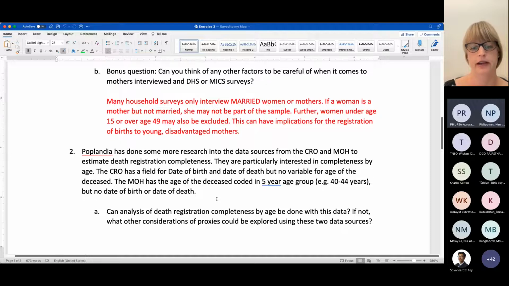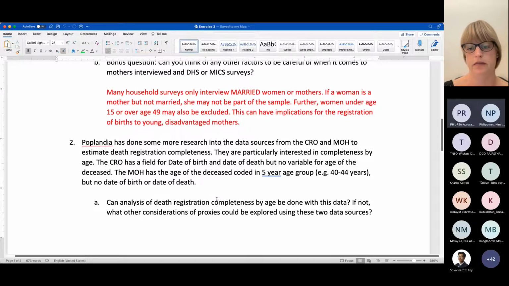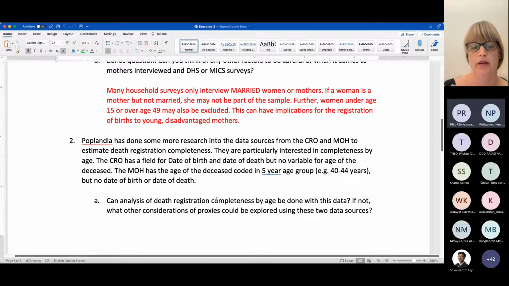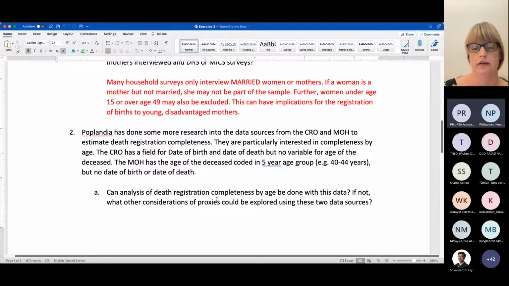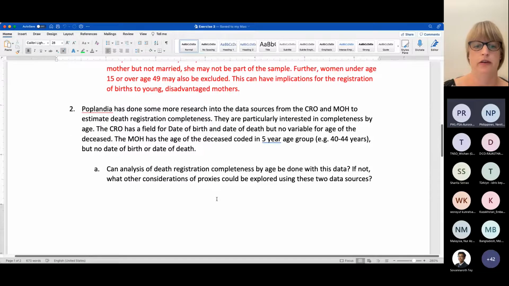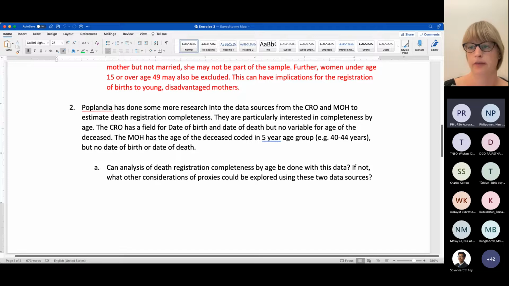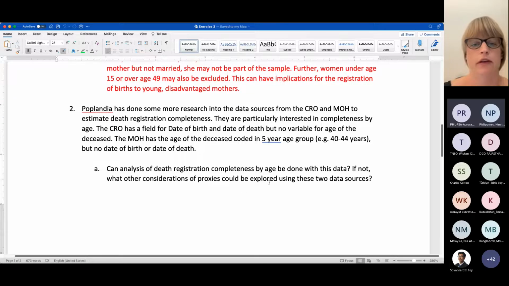So the question is, can analysis of death registration completeness by age be done? And if not, what other considerations or proxies need to be explored to use these two data sources? This particular one is pretty quick, so I'm going to give you maybe 3 minutes to think it over and put a sticky note on the Jamboard, and we will circle back and discuss together.